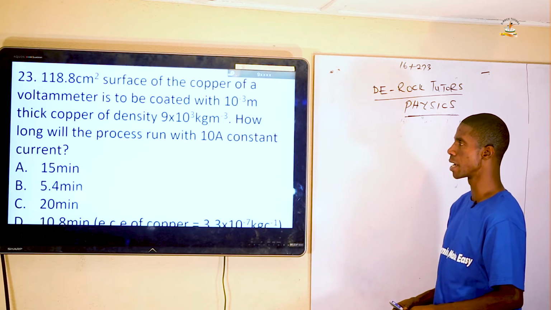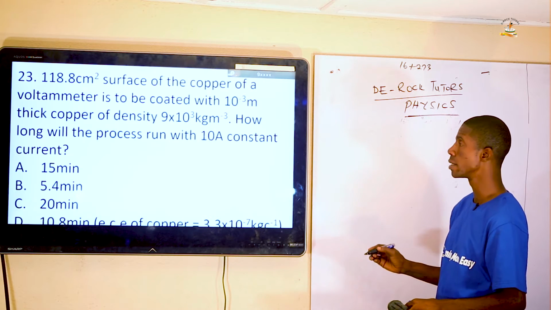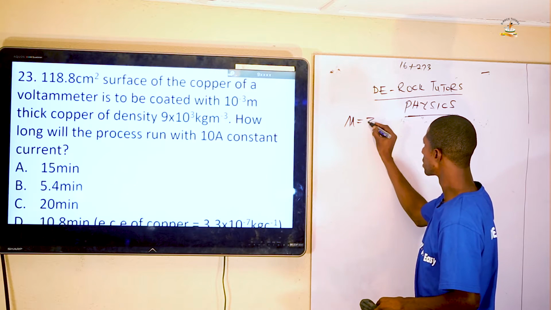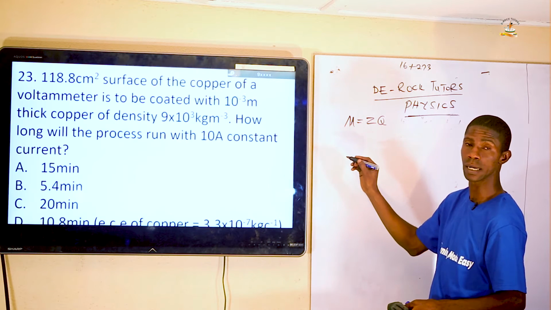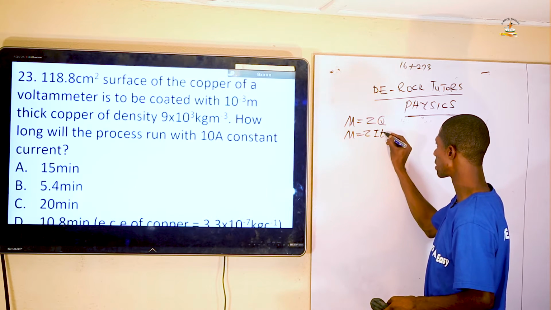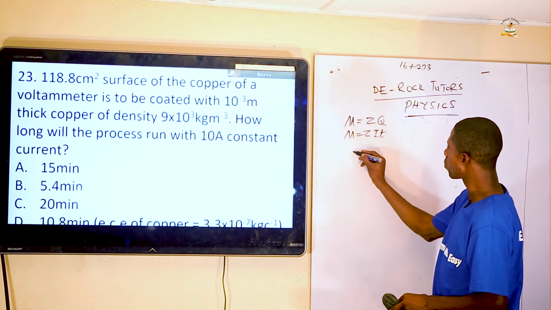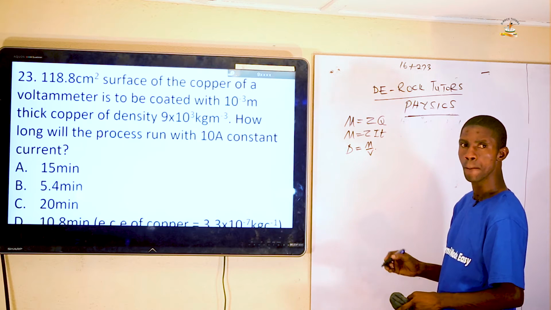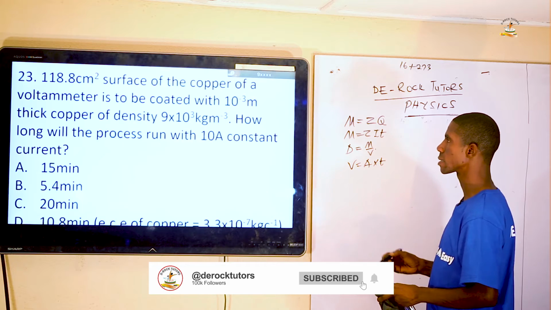So what we have to do here, we use the idea of the first law of Faraday, where we have mass equals to Z, then Q. And that same Q will give us current multiplied by time. Therefore, we can have mass equals to Z, I, T. But how do we now get this mass? Then we go back to the idea of density equals to mass over volume. But volume will give us area multiplied by thickness.